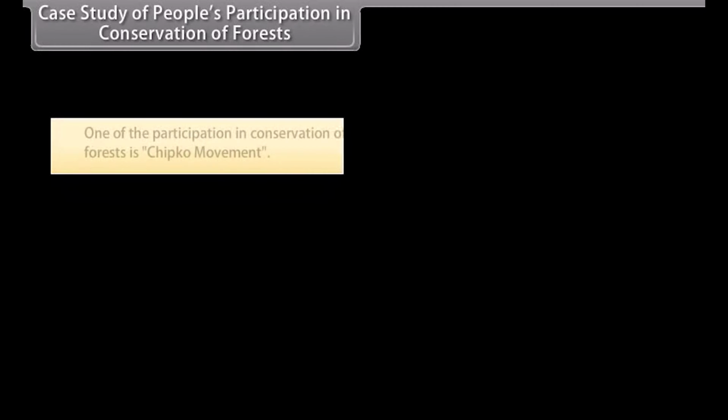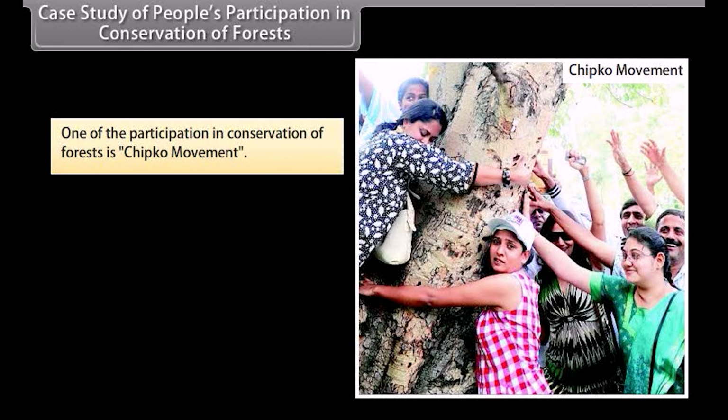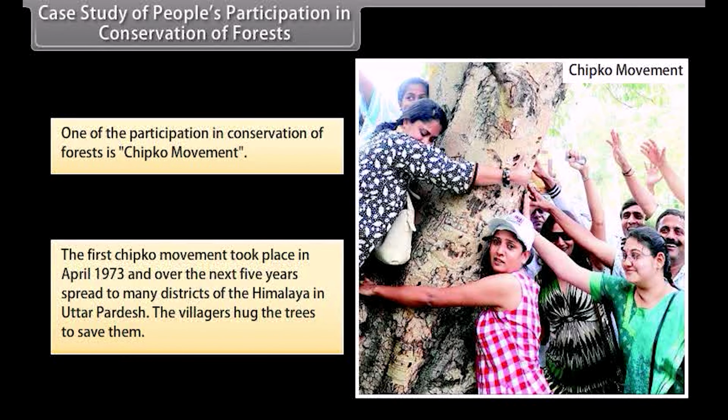Case study of people's participation in conservation of forests. One of the examples of participation in conservation of forests is the Chipko movement. The first Chipko movement took place in April 1973 and over the next 5 years it spread to many districts of the Himalaya in Uttar Pradesh. The villagers hugged the trees to save them.